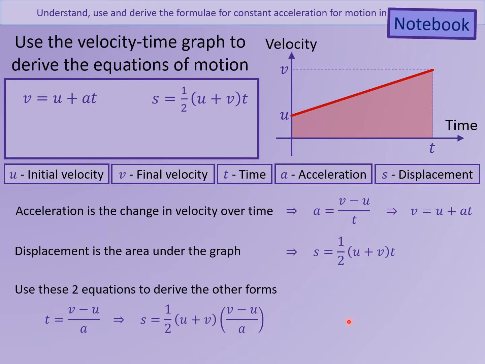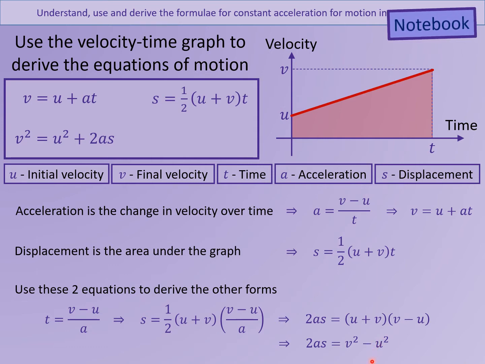And simplifying this down, multiplying by 2a, we end up with 2as equals u plus v multiplied by v minus u. You will notice that this is the difference of two squares, so it would become v squared minus u squared. And therefore rearranging again gives us v squared equals u squared plus 2as. So this is the third equation of motion.